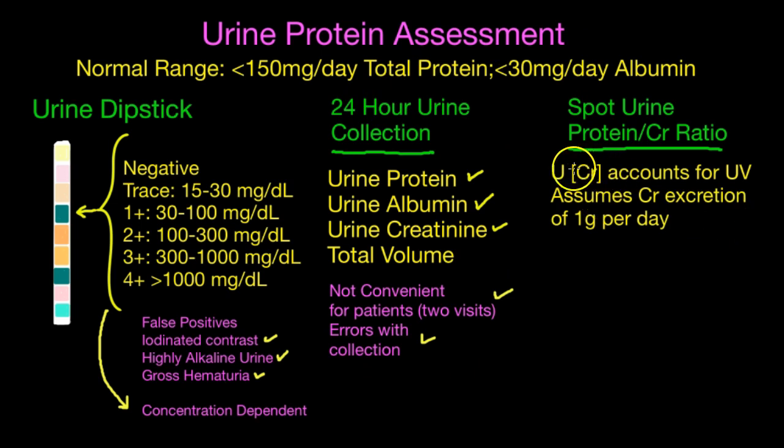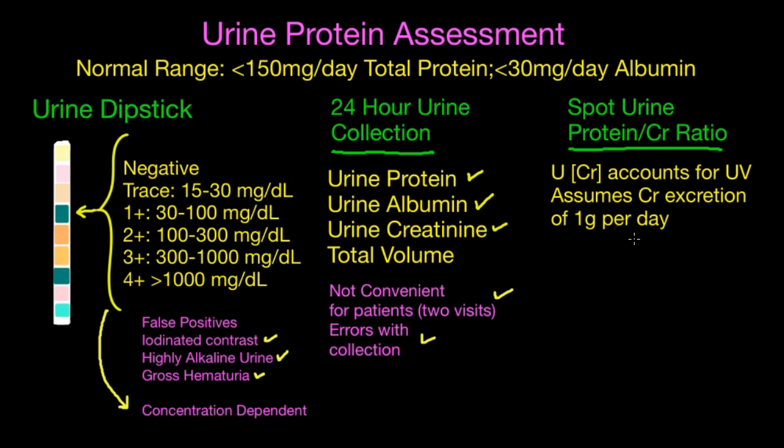So the benefit of this is that urine creatinine concentration accounts for the urine volume, such that it will correct for a very dilute or concentrated urine. But this does assume the daily creatinine excretion for everyone being tested is about 1 gram per day, or 1,000 milligrams. Obviously, we know that daily creatinine excretion varies for different people, and that's all dependent on muscle mass. So this is quite a big assumption.